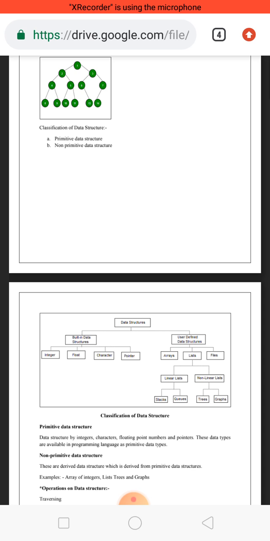What is a queue? A queue is nothing but what? A linear structure. And just take an analogy of a railway engine, a railway. One compartment, then after one compartment there is another compartment, then another compartment.